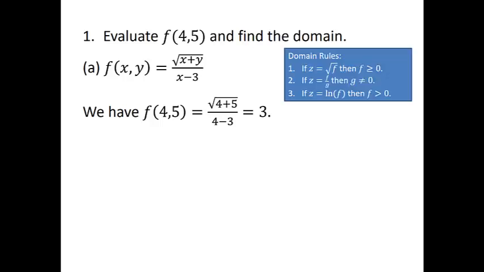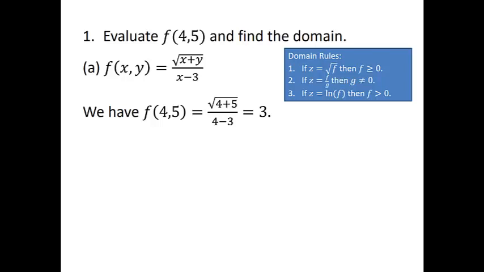To find the domain, let's quickly review some basic domain rules that were true in single variable calculus and still hold. If z is an even root, such as a square root of a function f, then that f must be bigger than or equal to 0. Another way to say this is that we're never allowed to take the square root of a negative. If z is a quotient, f divided by g, then g is not allowed to be 0, or we're never allowed to divide by 0. Finally, if z is a log of f, then f must be strictly positive.